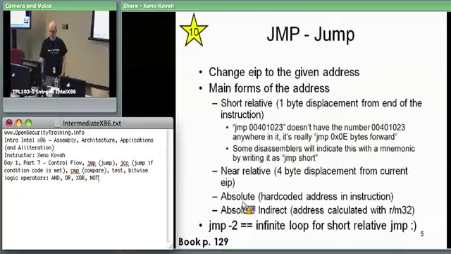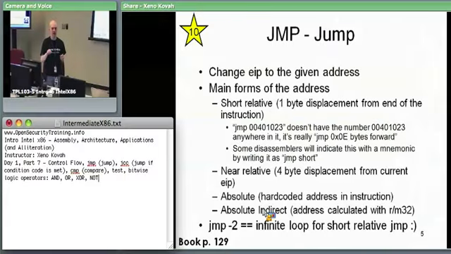And then finally, there's what's called the absolute indirect. You're jumping to a hard-coded address, but that address is not built into the instruction. It's whatever the address is currently in a register. So maybe you calculate it, or maybe you just move an immediate into the register. But now you're saying, I want to jump to whatever the value is in EAX. I want to go to that address, and EIP should be that now. I want to start executing code there.